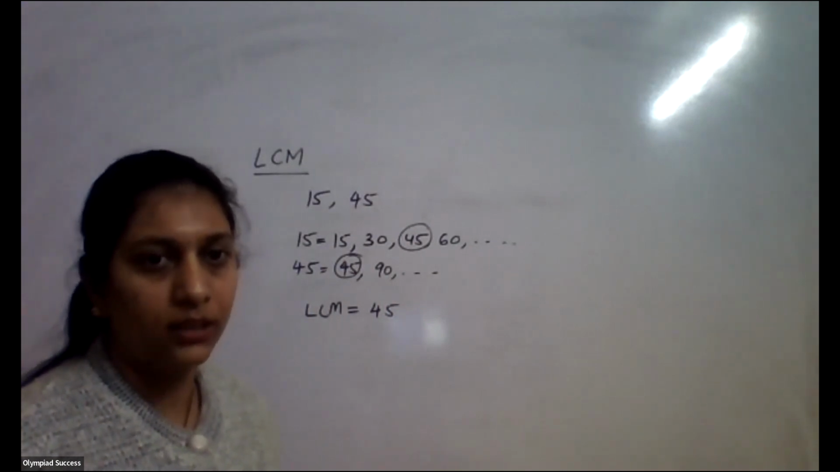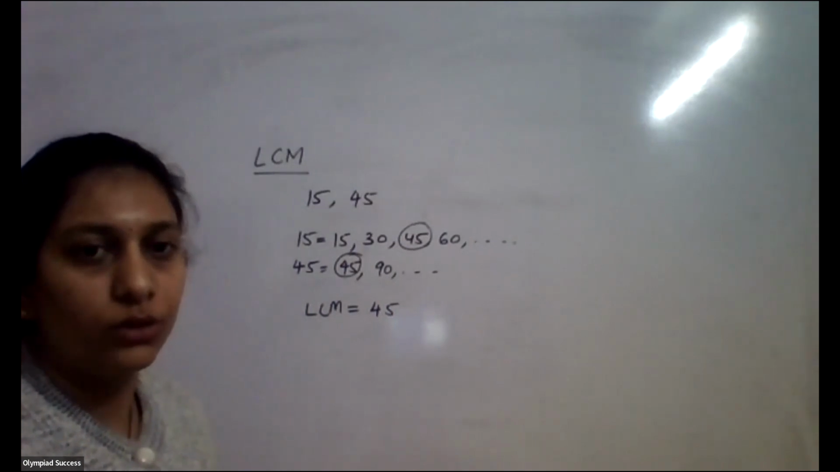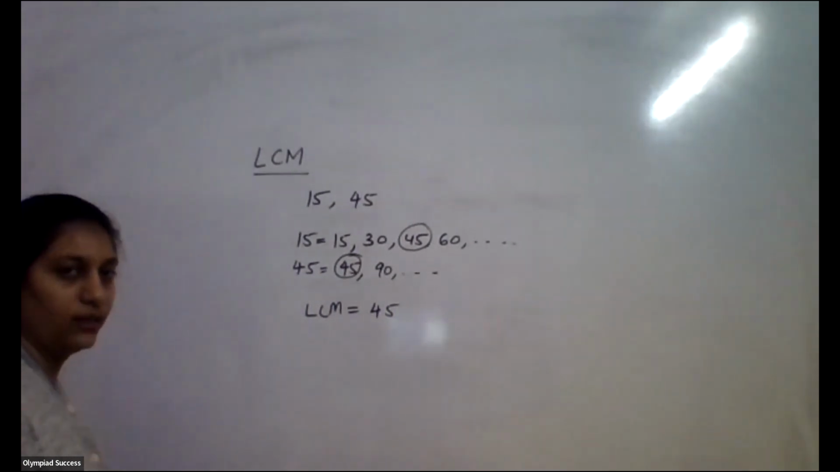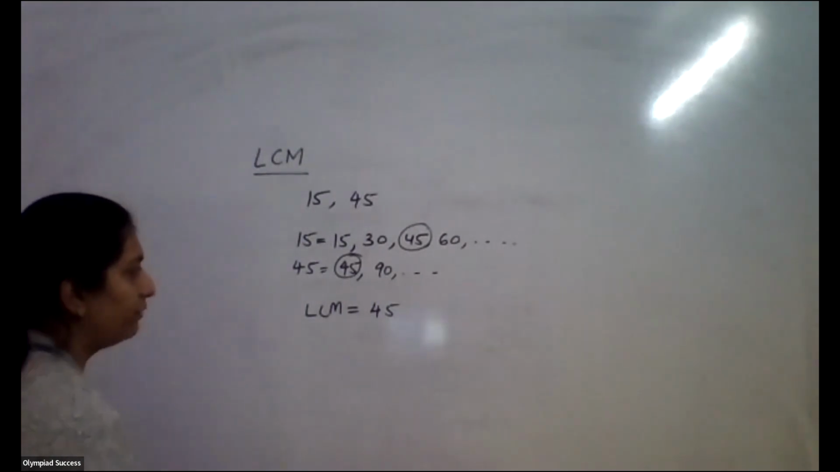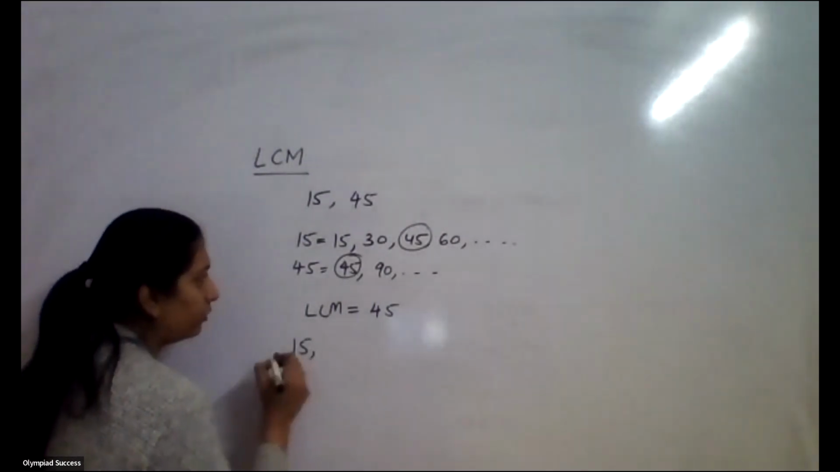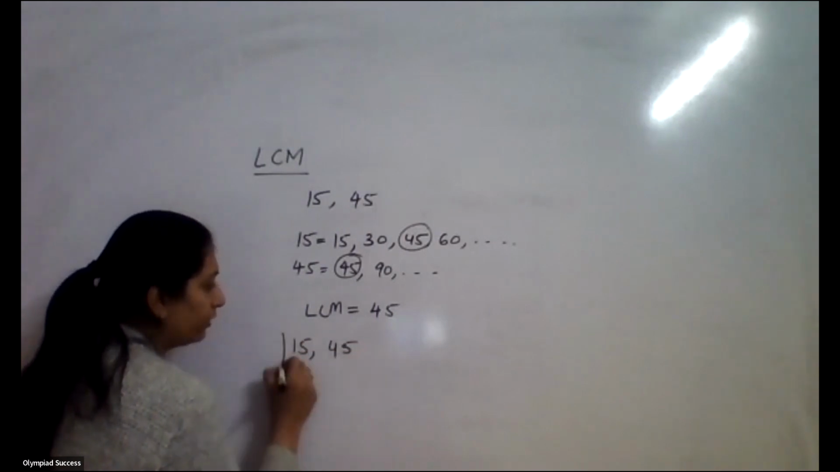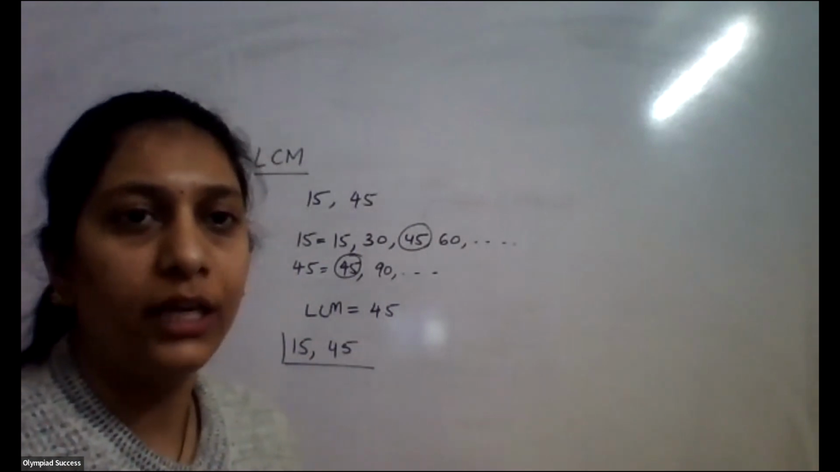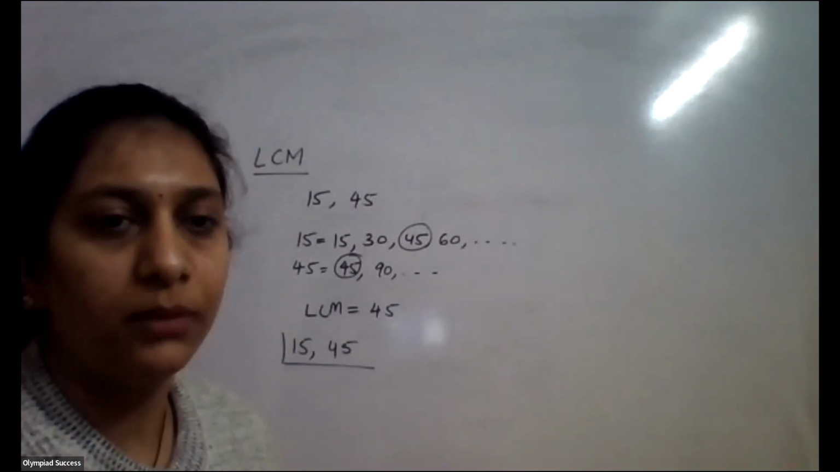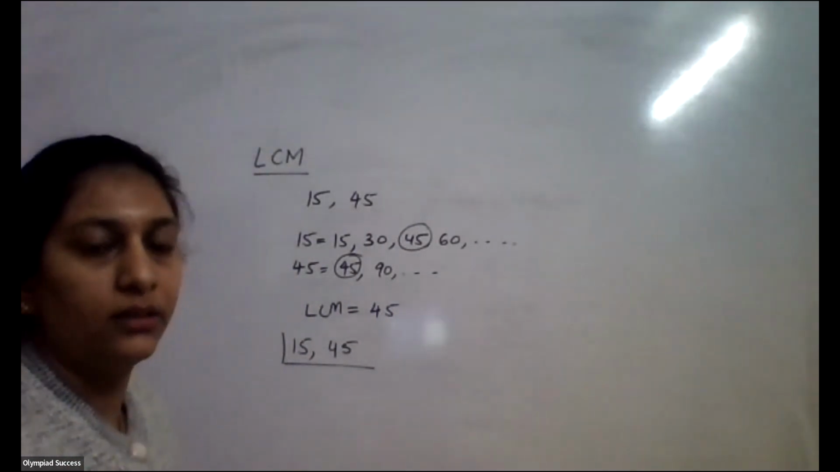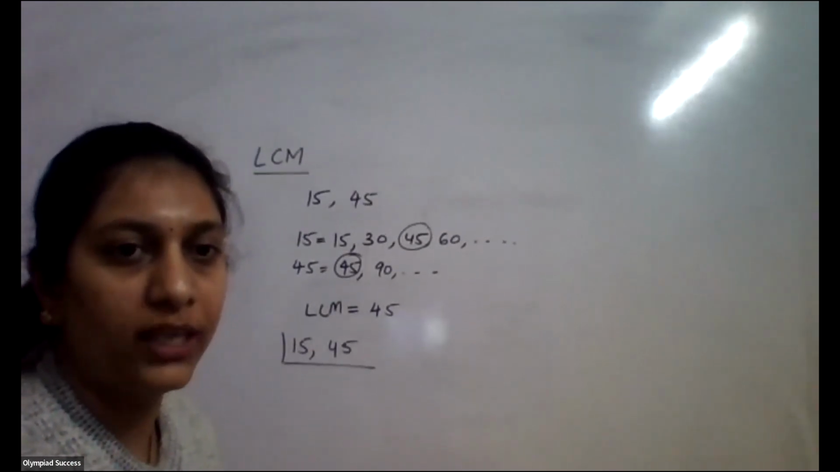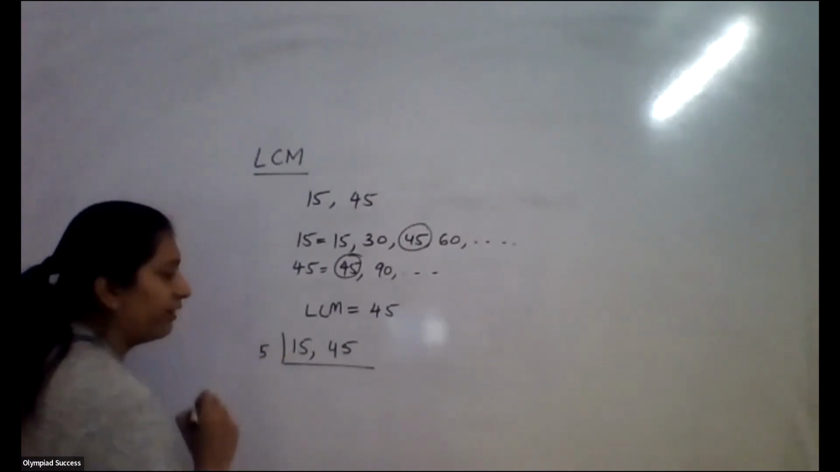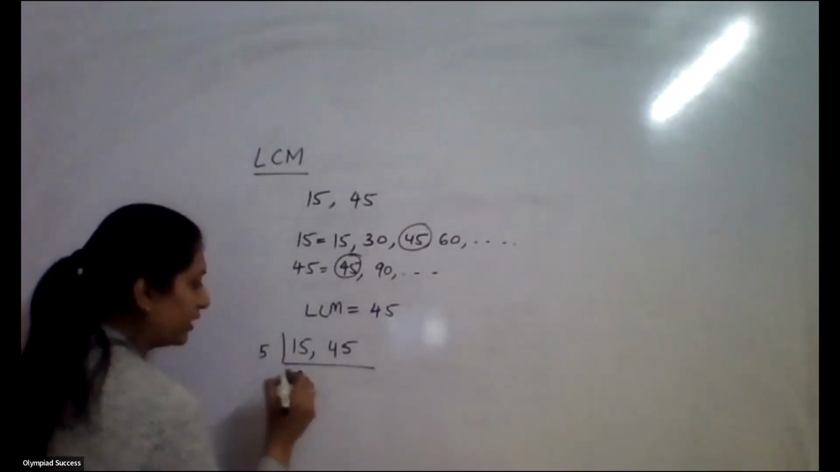Yes, Ishan, correct. Now, which method will we use to find the LCM? Short division. Okay. That means again we will do prime factorization, and we will do it in common. So 15 and 45 both are divisible by which number? Which is the lowest number? Yes, 5, correct. So 5 and divided by 5, it will give you 3.